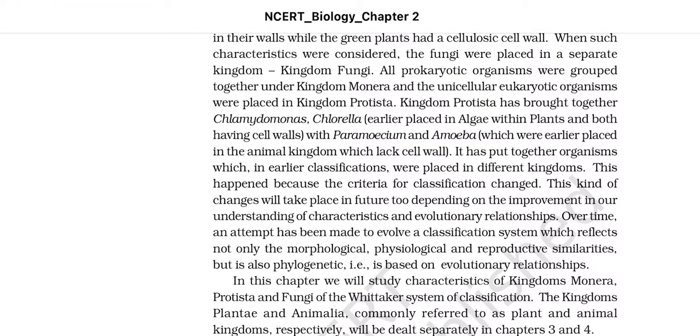When such characteristics were considered, the fungi were placed in a separate kingdom, kingdom Fungi. Prokaryotic organisms were grouped together under kingdom Monera, and the unicellular eukaryotic organisms were placed in kingdom Protista. Kingdom Protista has brought together Chlamydomonas and Chlorella, earlier placed in algae within plants and both having cell walls, with Paramecium and Amoeba, which were earlier placed in the animal kingdom, which lack cell wall.